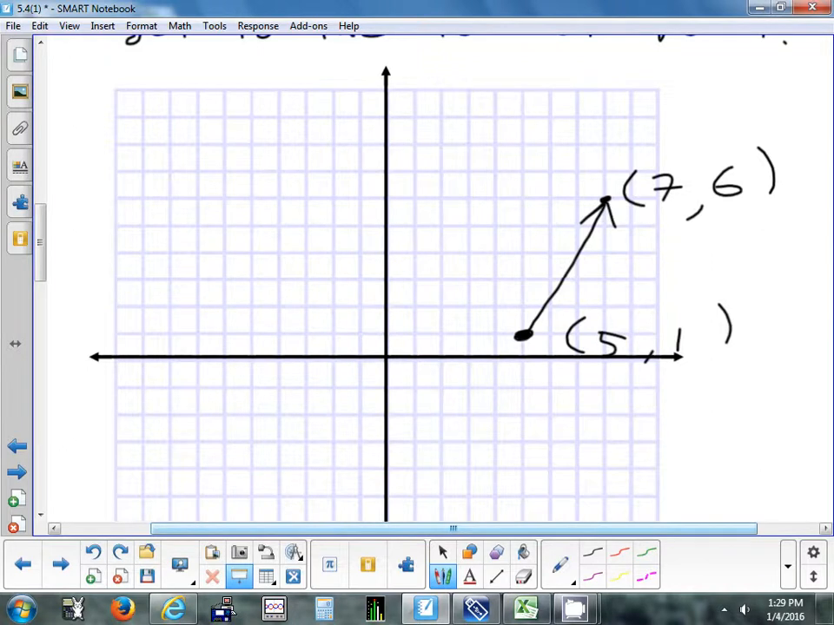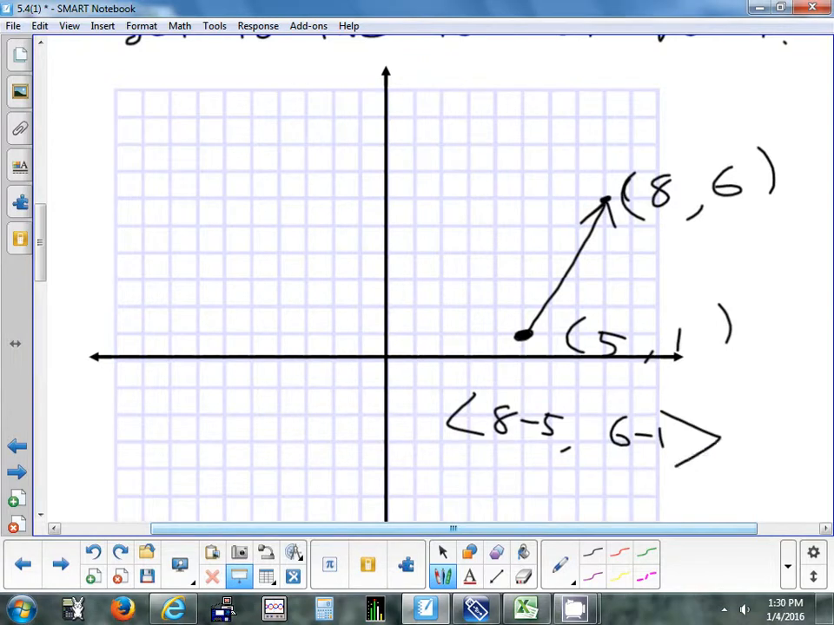Is that right? No, it's 8, 6. Yeah, it should be 8, 6. Thank you. Does anybody see what we can do to somehow get a 3 and a 5 out of those numbers? Is it subtract? Yeah, just subtract them. Okay, so we got 8 minus 5 and 6 minus 1.